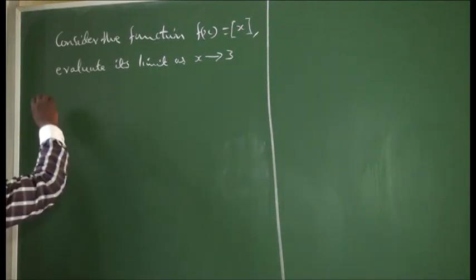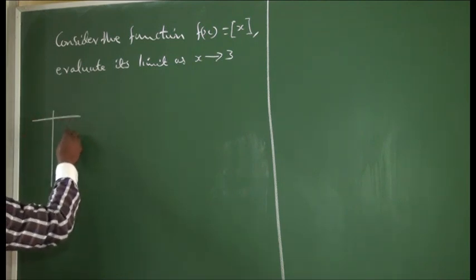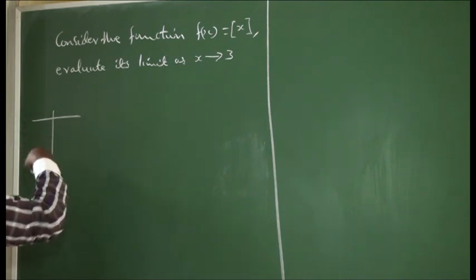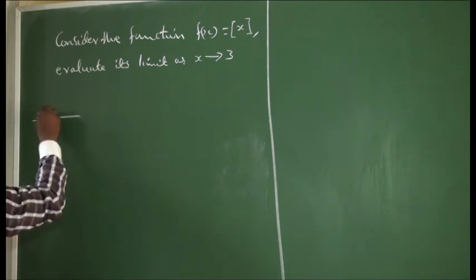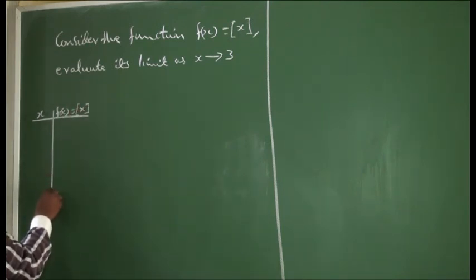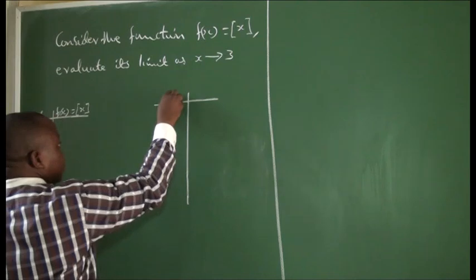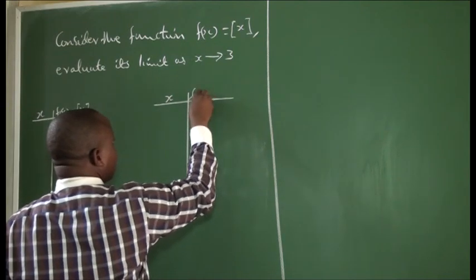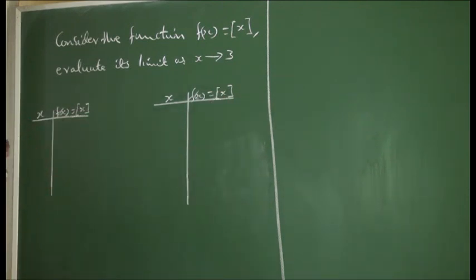And so we are going to use a table again to also see. I like to use tables. After this, we use another method. But you see that the tabular method will help you to see the picture of the limit, what it means. This is x, and this is f of x. F of x is equal to the greatest integer of x. And this is another table for values of x and values of f of x. Good. So we want to look at it as x approaches 3.